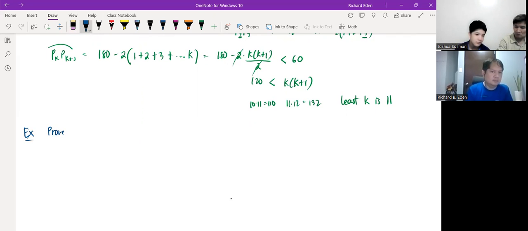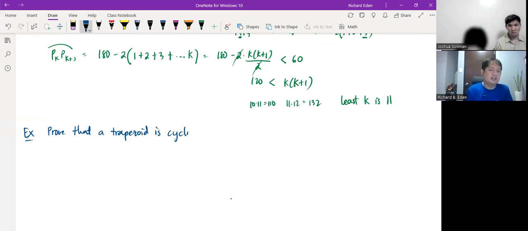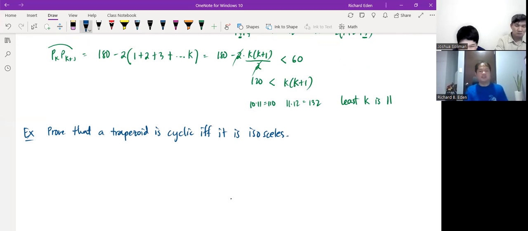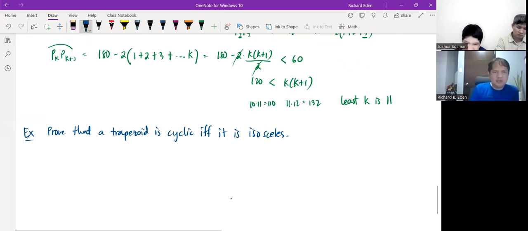Prove that a trapezoid is cyclic if and only if it is isosceles. Have I introduced the term cyclic when applied to a quadrilateral? Yes. So a cyclic quadrilateral.